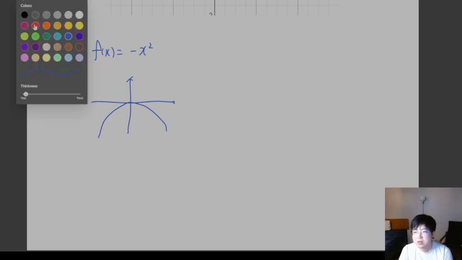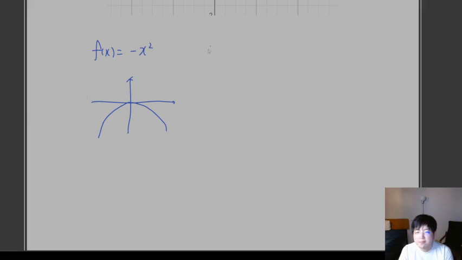So let's change the color. And what if I make g of x, which is negative 2x squared? Then technically negative 2 is less than negative 1, right? Because negative 2 is more negative than negative 1. So that's a smaller, lesser number, okay? But still the graph becomes narrower. And we are going to call that vertical stretch, okay? That's vertical stretch.